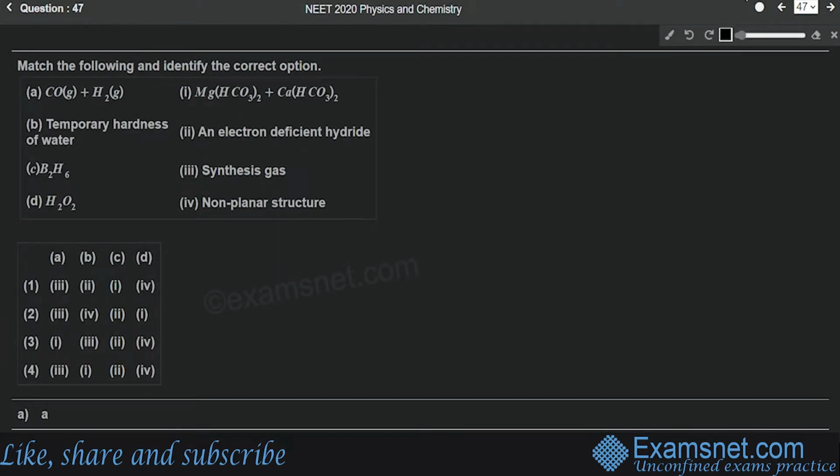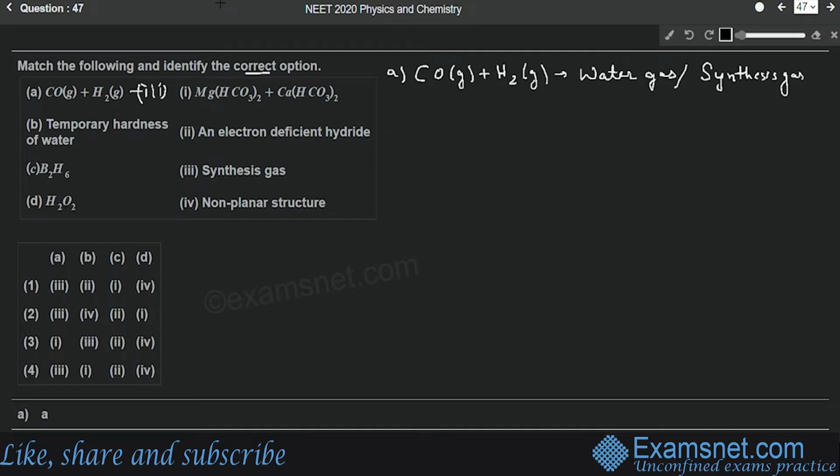Question number 47 is from the chapter hydrogen. Here we have to match two columns and identify the correct option. Okay. So the first one is carbon monoxide plus hydrogen gas. So this is commonly known as water gas or synthesis gas. So the correct match for A will be number 3.